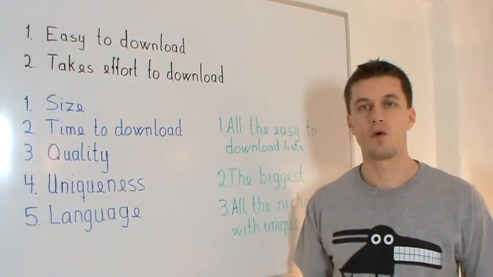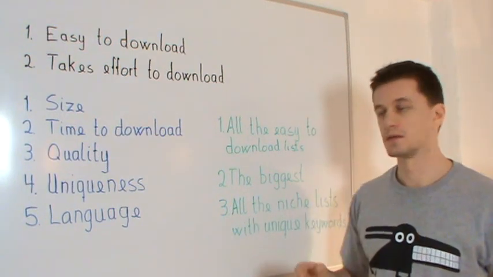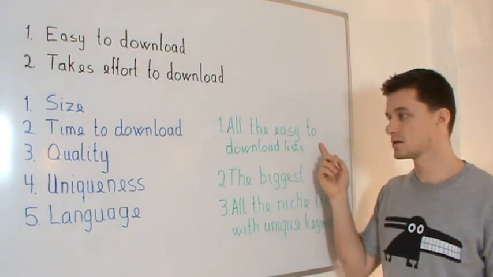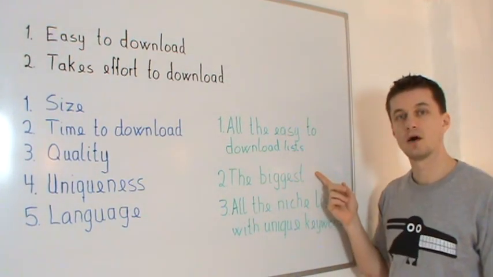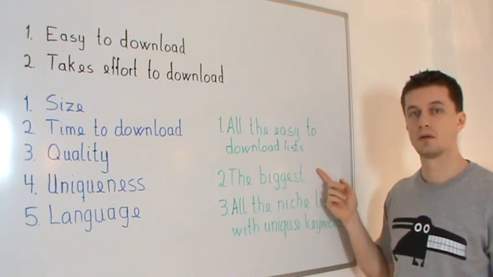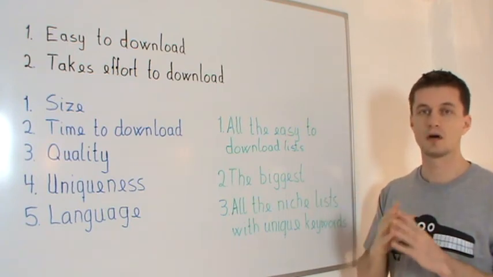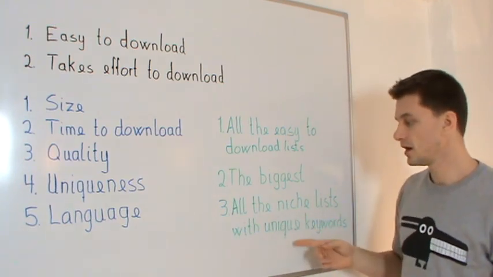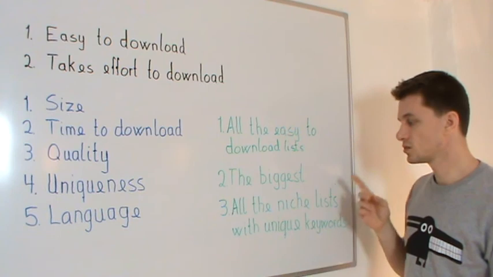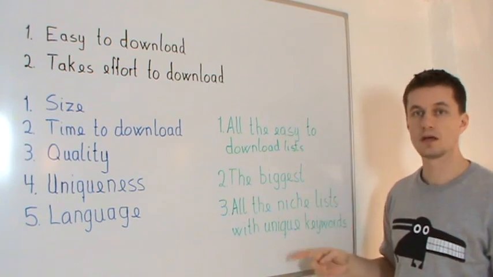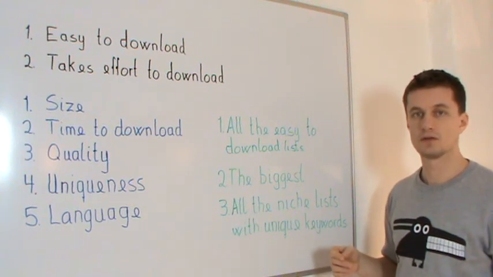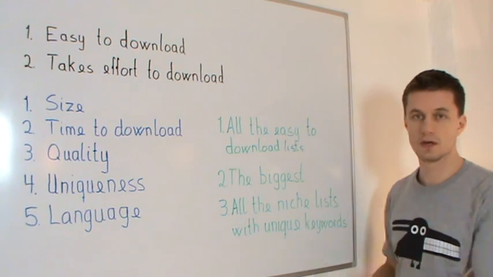When I have all my lists, I usually do three things. First, I've already downloaded all the easy to download lists. Second, I download the biggest list of them all, to cover as much ground and mainstream ground as possible. And then I look for uniqueness. I want to have the niche list with unique keywords, because I want to add extra. And that is really important. So that's usually my steps.